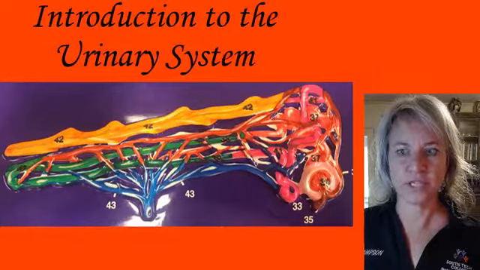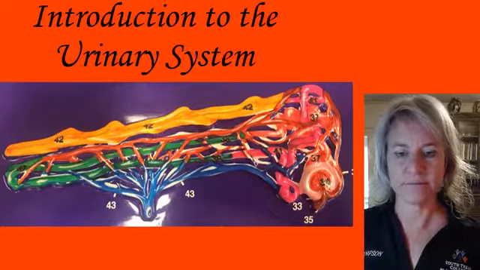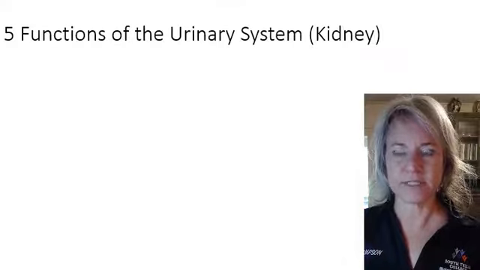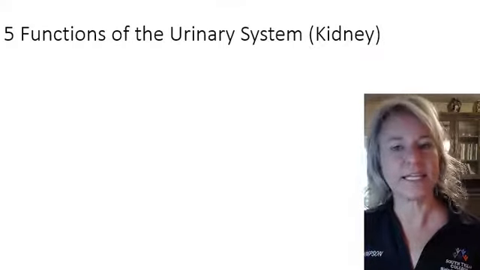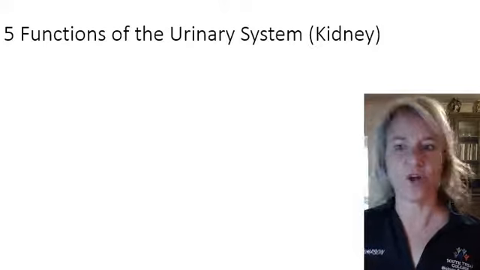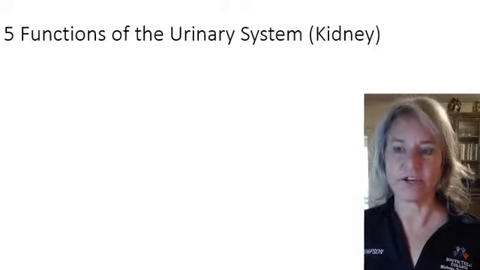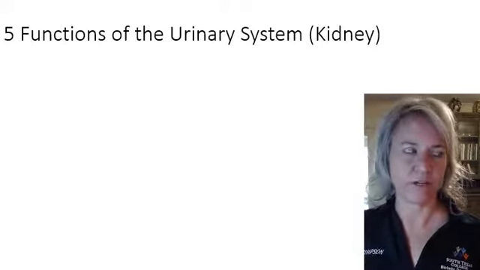Introduction to the urinary system. The urinary system is essentially the kidney. The kidney is what carries out all five functions of the urinary system. So when we talk about the functions of the urinary system, it is really the five functions of the kidney, pretty much.